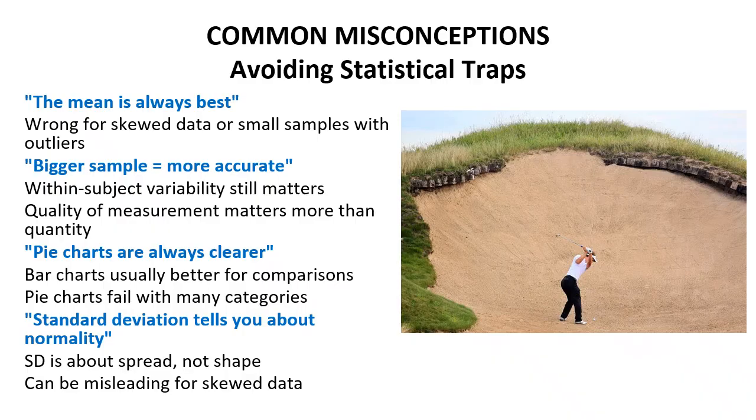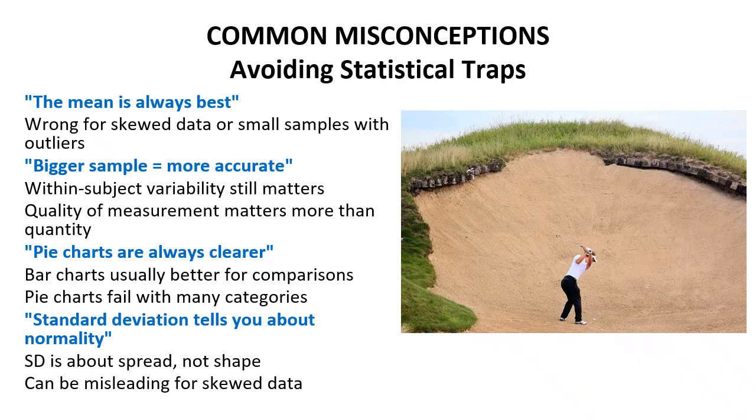So what we want to talk about now is the misconceptions and how do we avoid the statistical traps. Well, the mean is always the best. Okay, that's incorrect. That's wrong for skewed data or small samples with outliers. A bigger sample equals more accuracy. Yeah, no, because within subject variability still matters. And the quality of the measure matters more than the quantity. This is really more important.